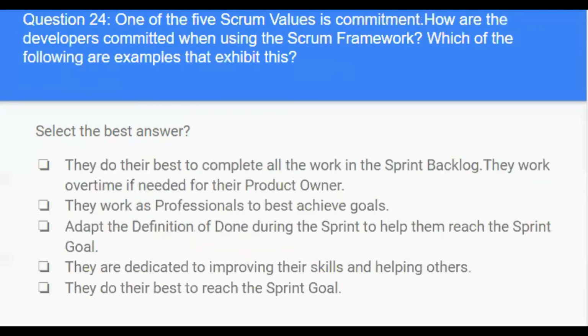Next question. One of the 5 Scrum values is commitment. How are the developers committed when using the Scrum framework? Which of the following are examples that exhibit this? Options are: they do their best to complete all the work in the sprint backlog. They work overtime if needed for the product owner. Second, they work as professionals to best achieve goals. Third, adapt the definition of done during the sprint to help them reach the sprint goal. Fourth, they're dedicated to improving their skills and helping others. Fifth, they do their best to reach the sprint goal. So it's your time to think now.